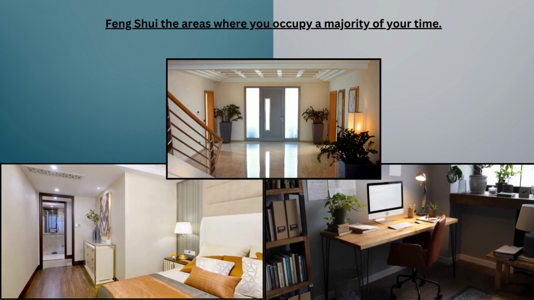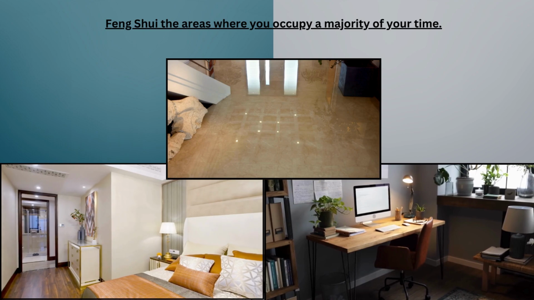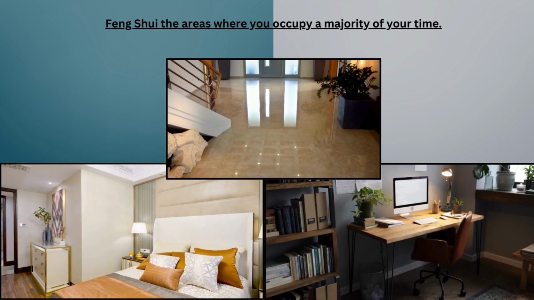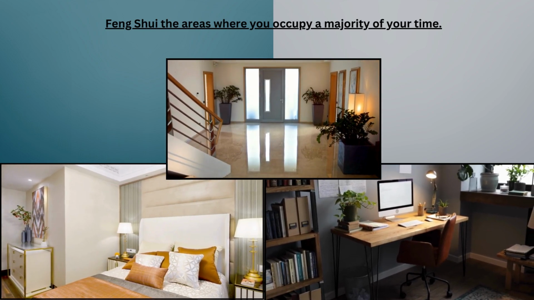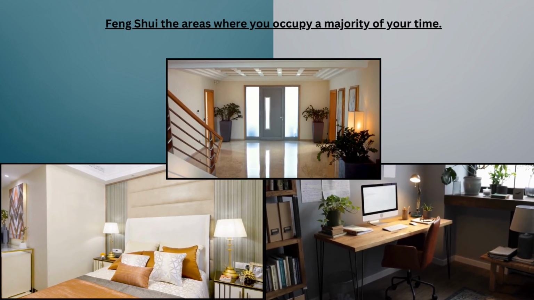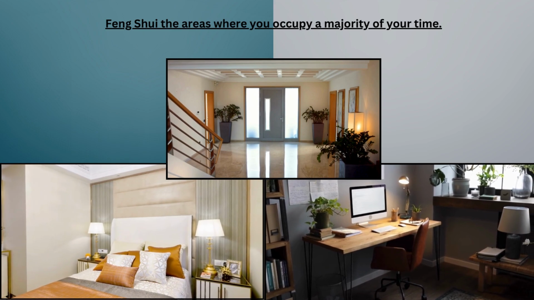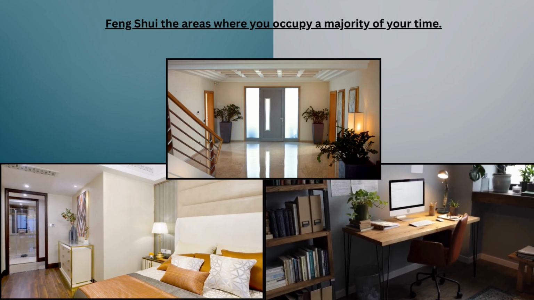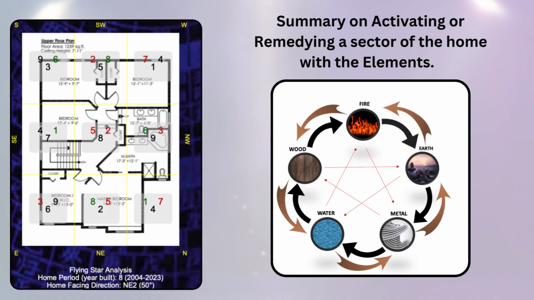Every home is not going to have a perfect layout. There's going to be negative energies and positive energies. So there's no such thing as a fully feng shui perfect house. You're going to be dealing with those polarities no matter what home you reside in. So once you have analyzed the certain sectors, you can then work with the elements to decide whether or not you want to activate or remedy a sector of a home.